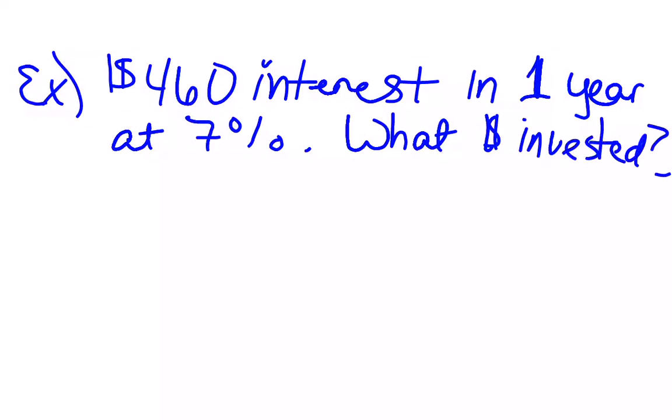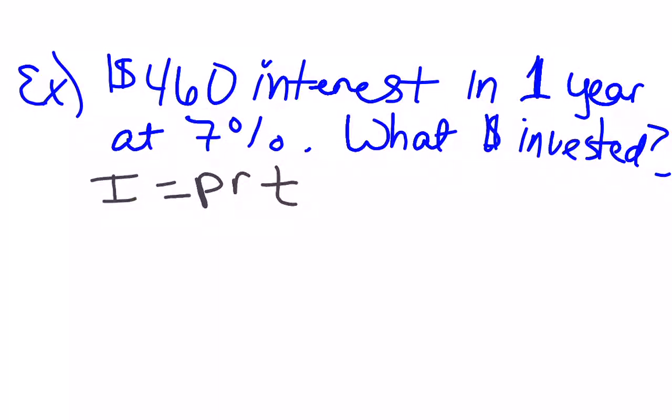Sometimes in our problems we have to use a formula. In this case, because we have interest and years and percents, we need to use our interest formula, which is I equals PRT. I stands for interest, and P stands for principal, the amount of money that was put in at the start. That's what we're looking for, because it says what was the amount of money invested. R stands for rate, the interest rate, but we always have to use a decimal. And T is for time, and time is always in terms of years.